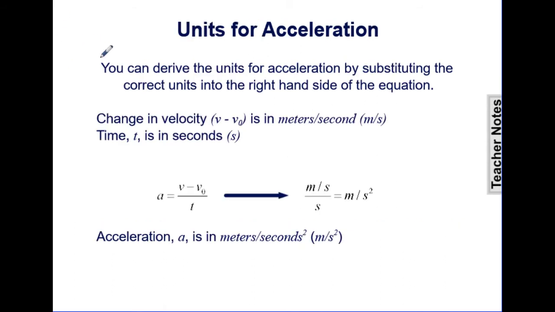You can derive the units for acceleration by substituting the correct units into the right-hand side of the equation. The change in velocity, the numerator, v minus v naught, is in meters per second. So here we're taking meters per second and we're putting that in the numerator. And time, t, is in seconds, and we're putting that in the denominator. So meters per second divided by second is meters per second squared, or meters divided by second squared. So that is your acceleration unit.